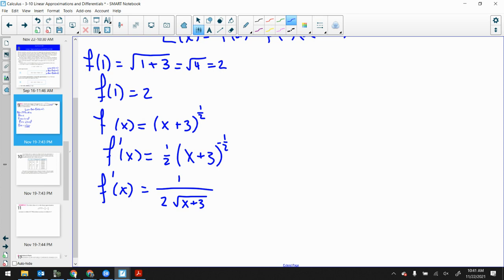Okay, so let's find f prime of a. F prime of 1 is 1 over 2 square root of 1 plus 3, which is 1 over 2 square root of 4. 1 over 2 times 2 is 1/4. That's my slope.